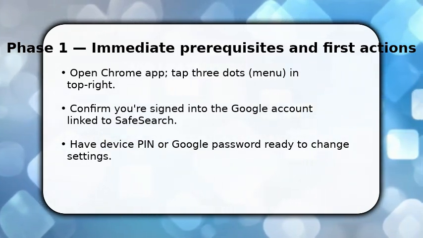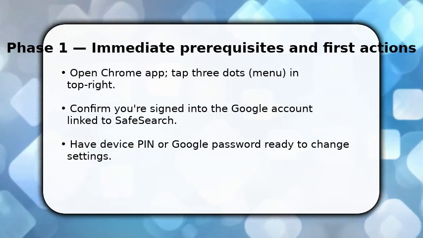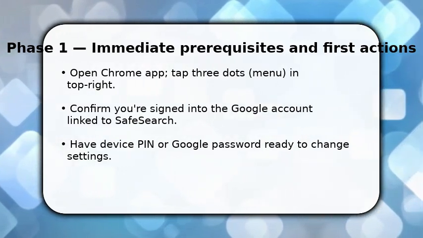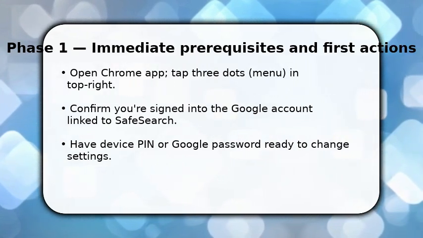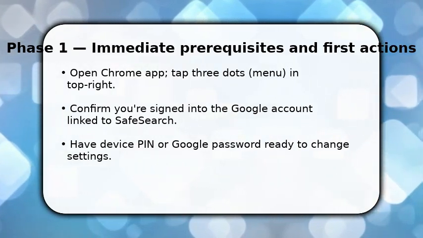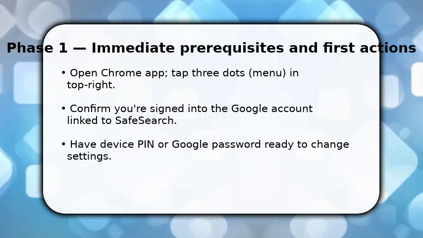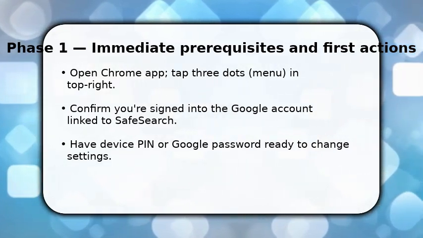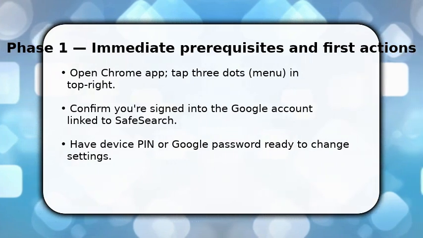Once done, go to Google Services or Sync and Google Services. This is where safe search can be toggled. Keep your device PIN or Google password handy. Chrome may ask for authentication before allowing changes, and that prevents accidental toggles by others.